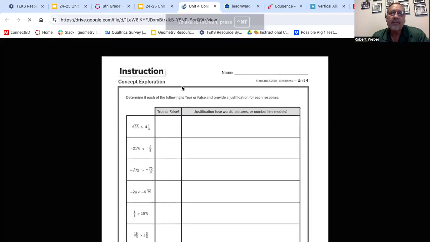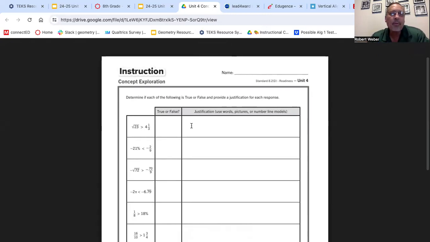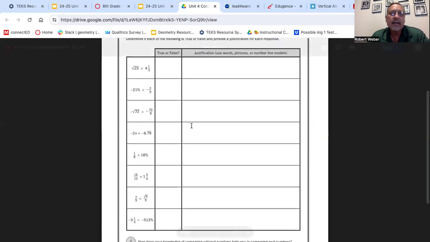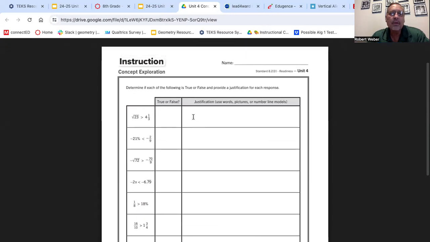So the concept exploration, you can see this is root 23 greater than 4 1/3. The students would respond true or false. They would justify their solution by forming probably equivalent decimals, I would suppose. Again, eighth grade is not necessarily my area of expertise, Algebra 1 and geometry, but that's how I would teach that. This lends itself to being done not only individually, but you could do this in small group or in dyads or pairs of kids. So I like that.